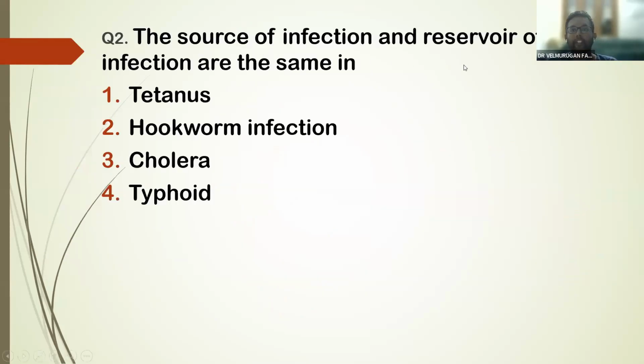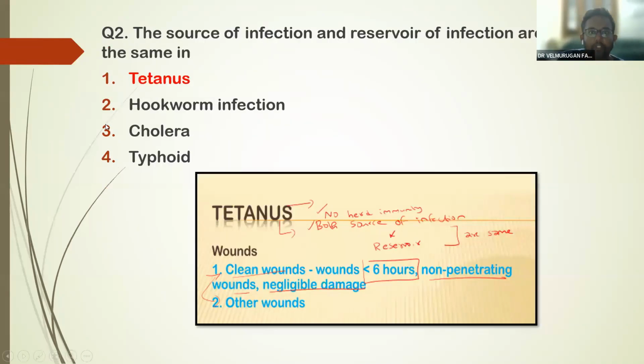The source of infection and the reservoir of infection are the same in which disease? Good. So the source of infection and the reservoir of infection are the same in only one disease, that is tetanus. So in tetanus, both the source of the infection as well as the reservoir of the infection are the same.